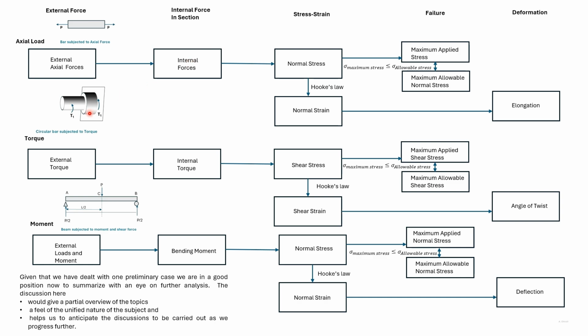Now, depending upon sections and the internal torques, we can find out the maximum applied shear stress. We can then compare it to an allowable value and check for failure. From shear stress, using Hooke's law, we can get shear strain. We can see from here physically that when a torque is applied, it will twist the circular member, and we can find out the angle of twist.